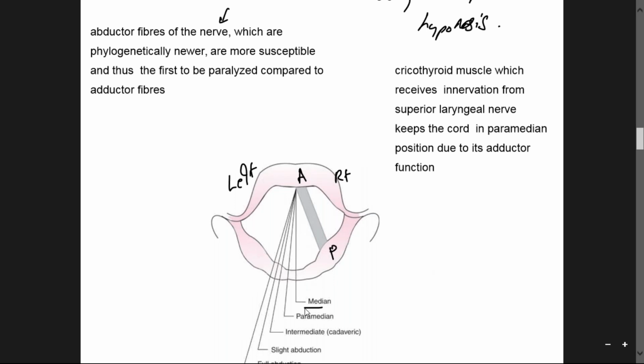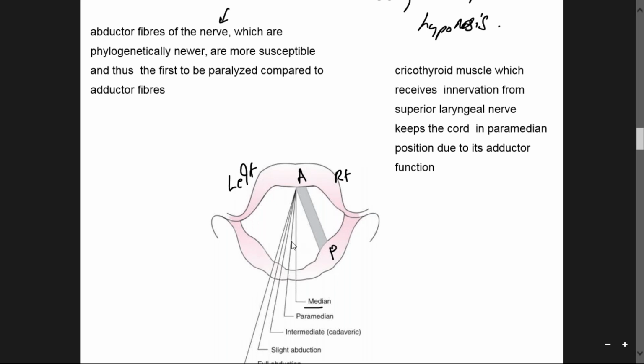But why? In a recurrent laryngeal paralysis, the vocal cord lies either in a median or a paramedian position. Normal is intermediate. Normally the vocal cord is in this intermediate position, from which it can get adducted or abducted. So this is the normal position. But in a unilateral recurrent laryngeal nerve paralysis, let us say this left side is the affected side, the vocal cord will be either in a median or in a paramedian position.